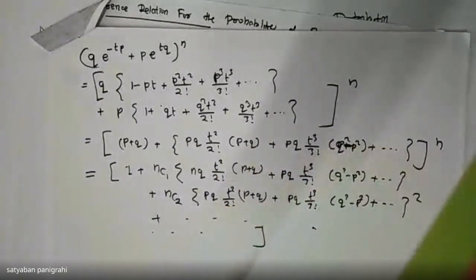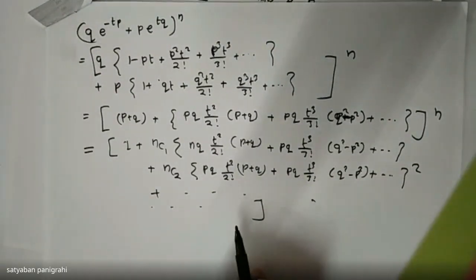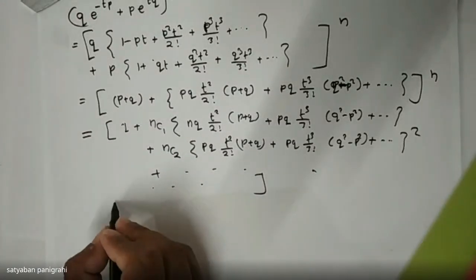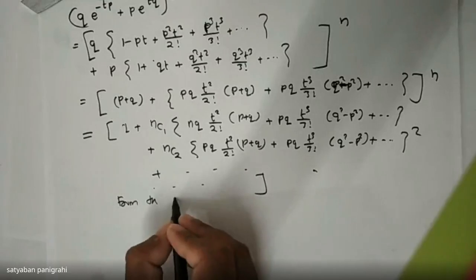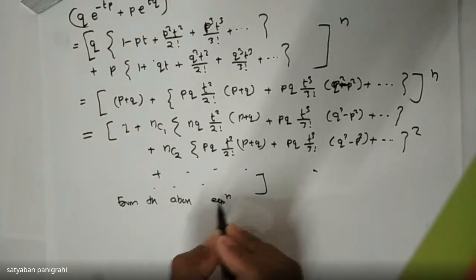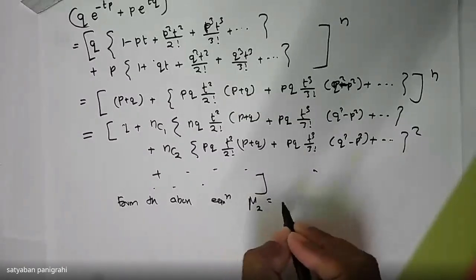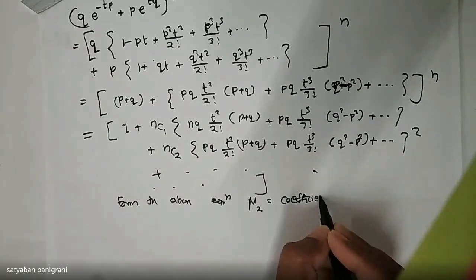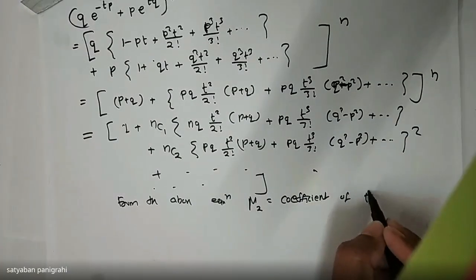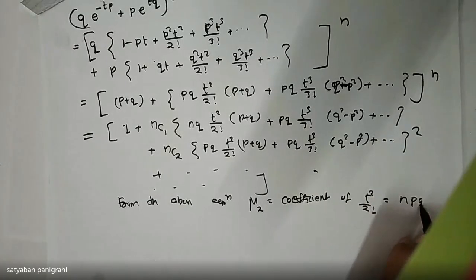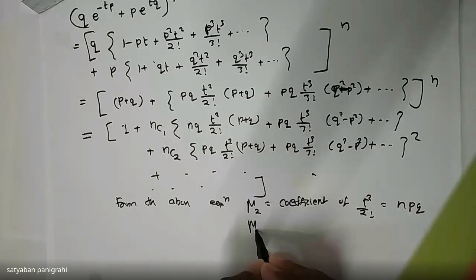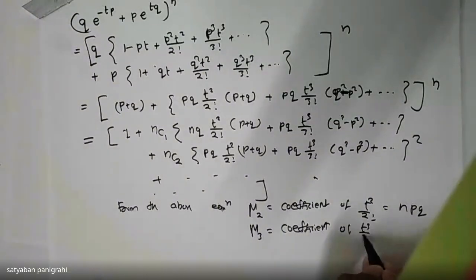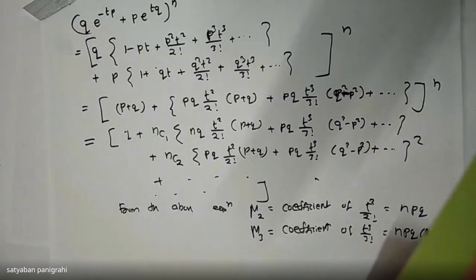So what you get from the above equation, you can say mu2 equal to coefficient of t square by 2 factorial, that is npq, and mu3 equal to coefficient of t cube by 3 factorial, that is npq (q minus p).